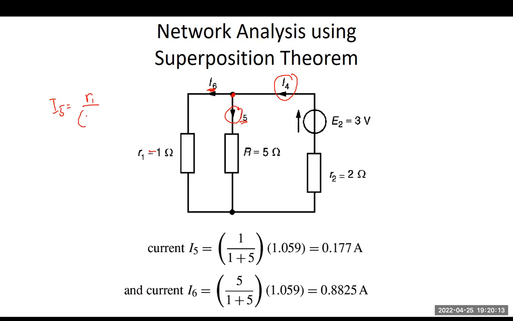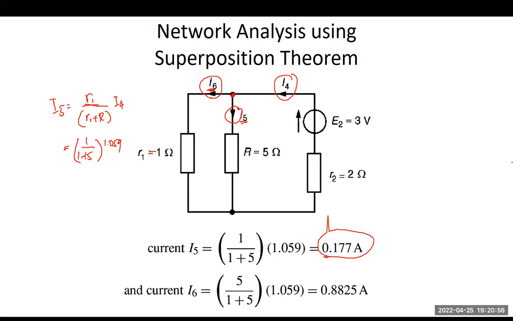Okay. So we could now have R1 plus R multiplied by I4. So we have 1 over 1 plus 5, multiplied by 1.059, and it will give us 0.177 amperes.